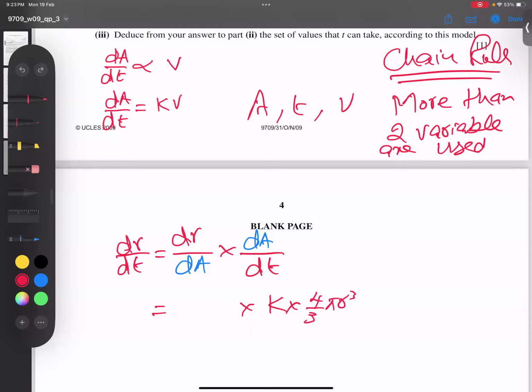I will replace the volume formula. You know it very well. The volume formula of a sphere is 4/3 pi r cubed. Now, students, what is the surface area of the sphere?